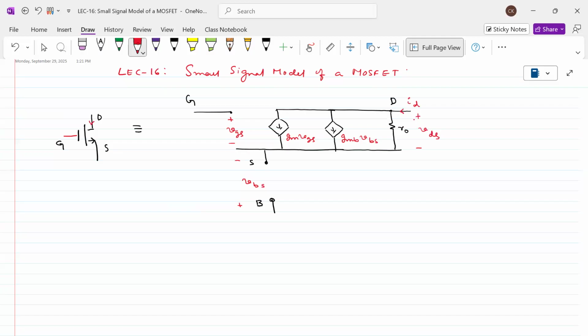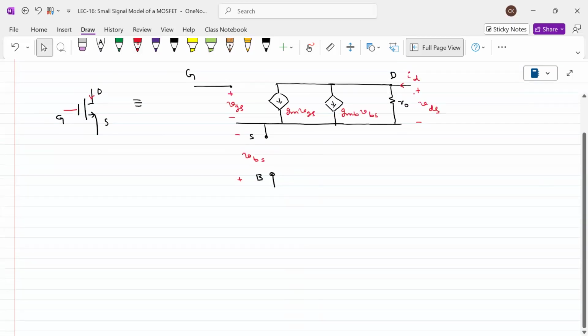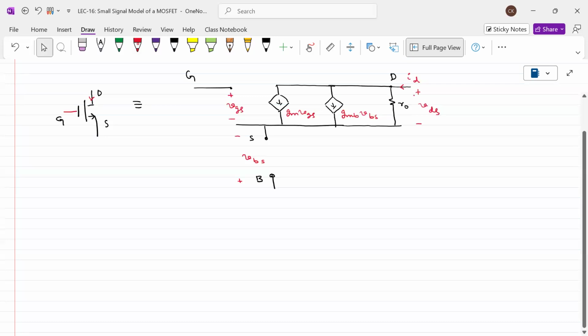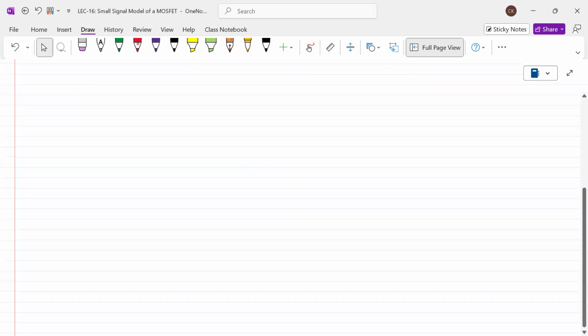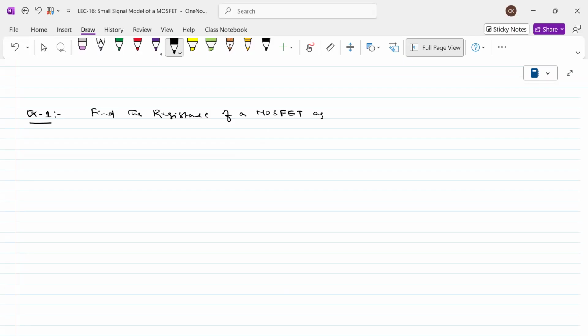Now let us look at one important point here. Let us take some scenarios. How do we calculate the resistance offered by a particular MOS transistor? Let us look at this scenario. For example, this is a load transistor, example number 1: find the resistance of a MOSFET. We'll look at that one.